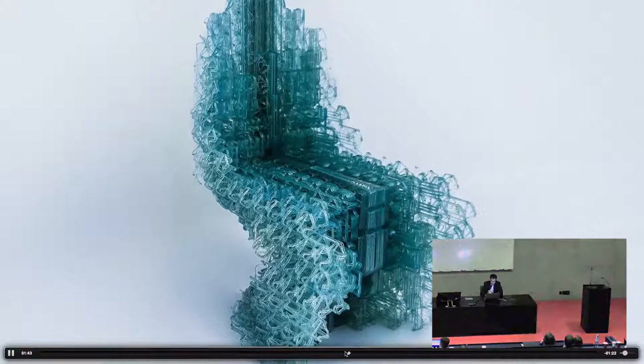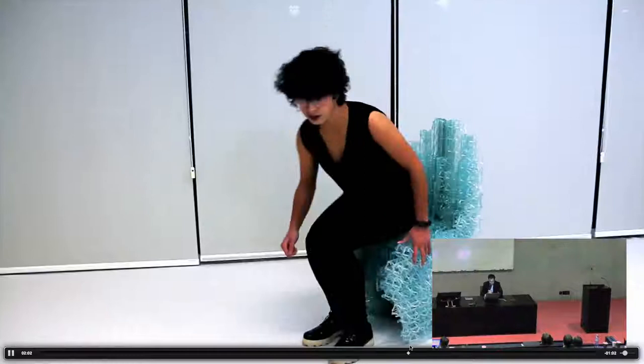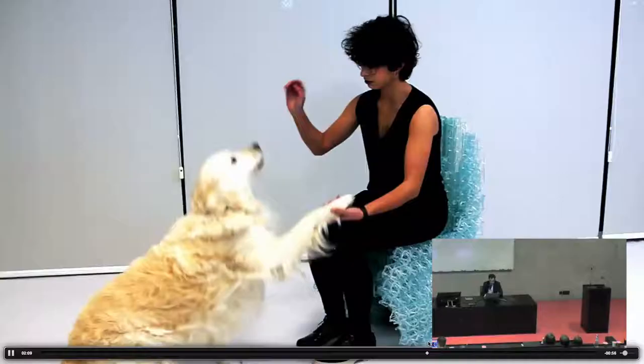Whoop. Yeah. Okay. No sound. Of course, you can sit in the chair. I always get that question. So, and that's my dog. He's so cute.